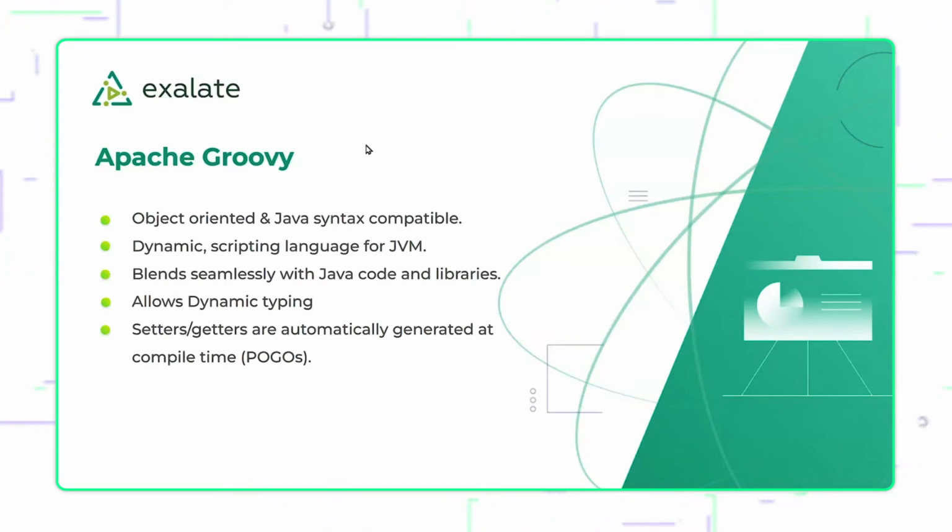Groovy allows dynamic typing, which essentially means that we do not have to declare the data type for every variable that you use. The interpreter assigns the data types as and when required. Another feature is that the setters and getters are automatically generated at compile time. This stems from the POGO, the plain old Groovy objects.